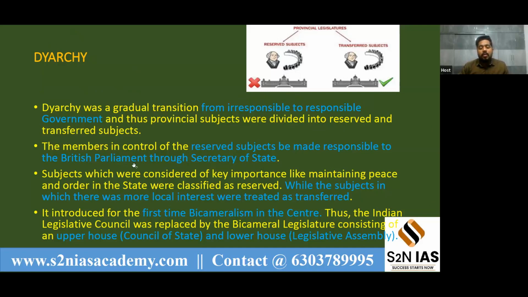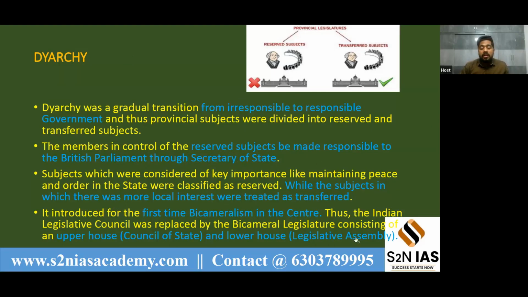The members in control of the reserved subjects were made responsible to the British Parliament through the Secretary of State, because revenue and law and order, these functions are very, very crucial. So the grip of the London government, the dominance or monitoring of the London government on these important subjects was exercised by the Secretary of State.